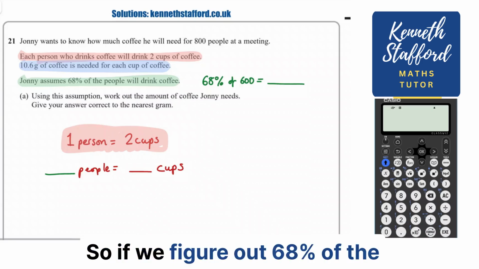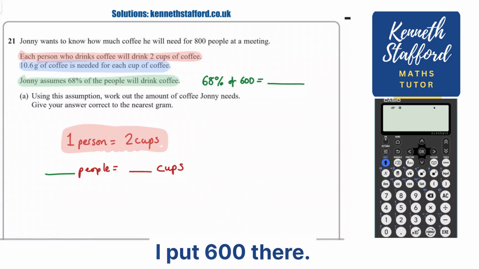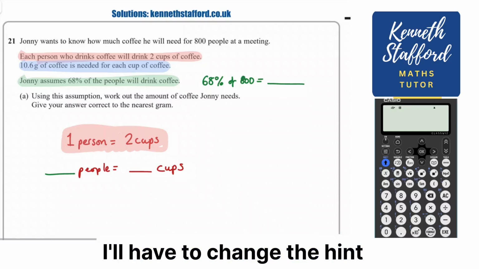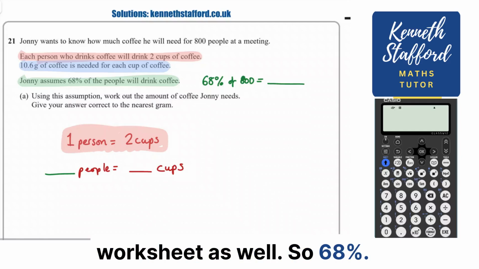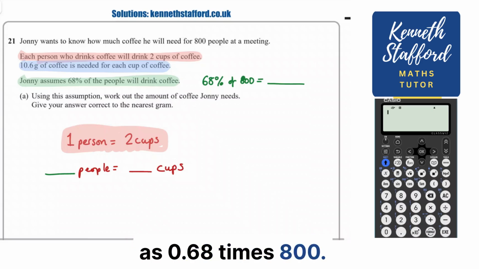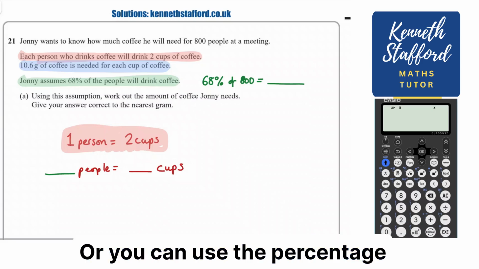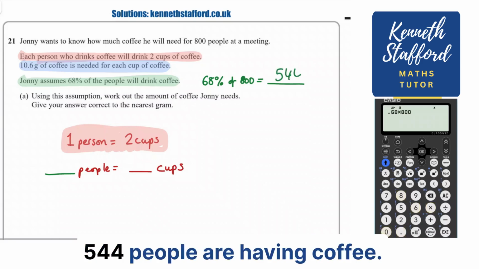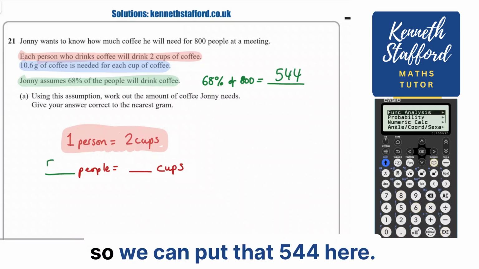Now, Johnny's assuming 68% of the people will drink coffee. So if we figure out 68% of the 800 people, I can see here I put 600 there. Let's change that to 800. I'll have to change the hint worksheet as well. So 68%: you can type it in as 0.68 times 800, or you can use the percentage button and do 68% times 800. 544 people are having coffee. Okay, so we can put that 544 here.